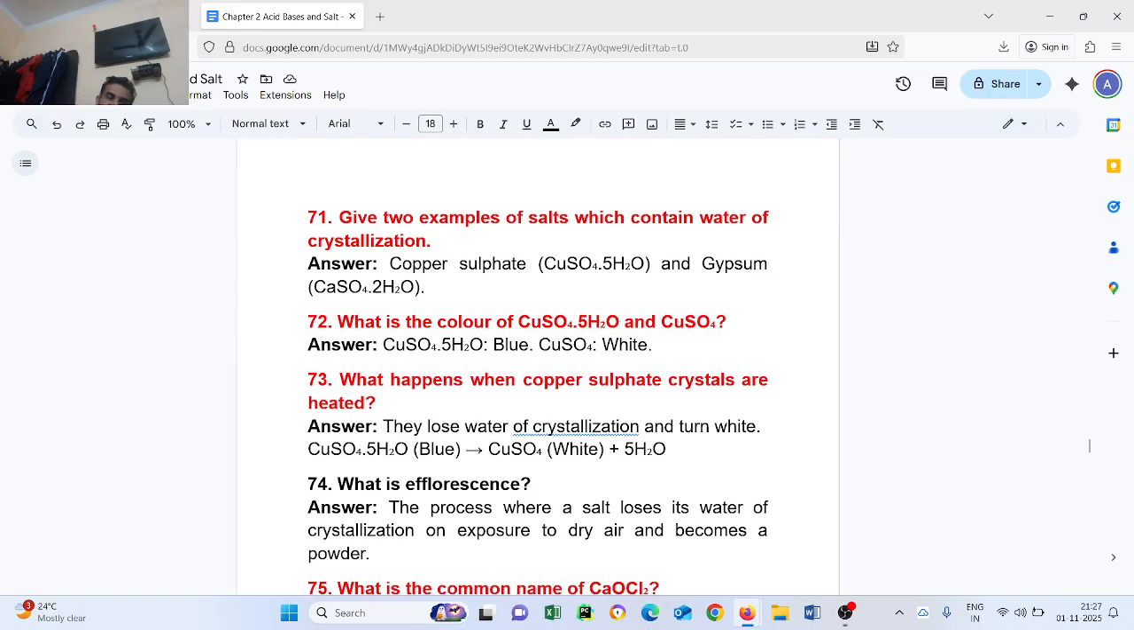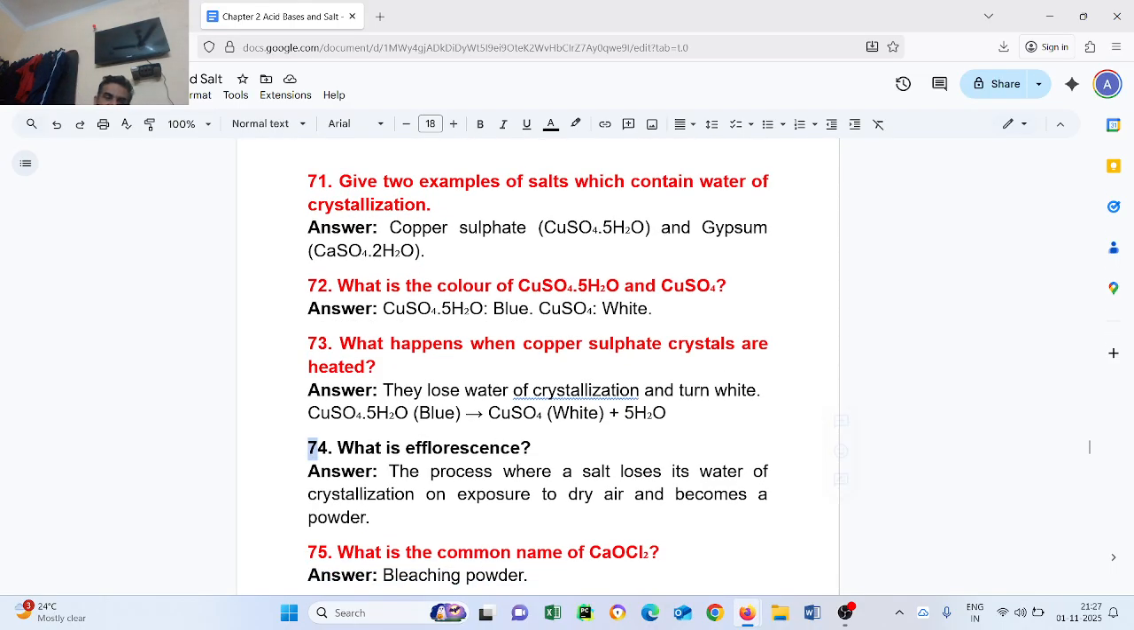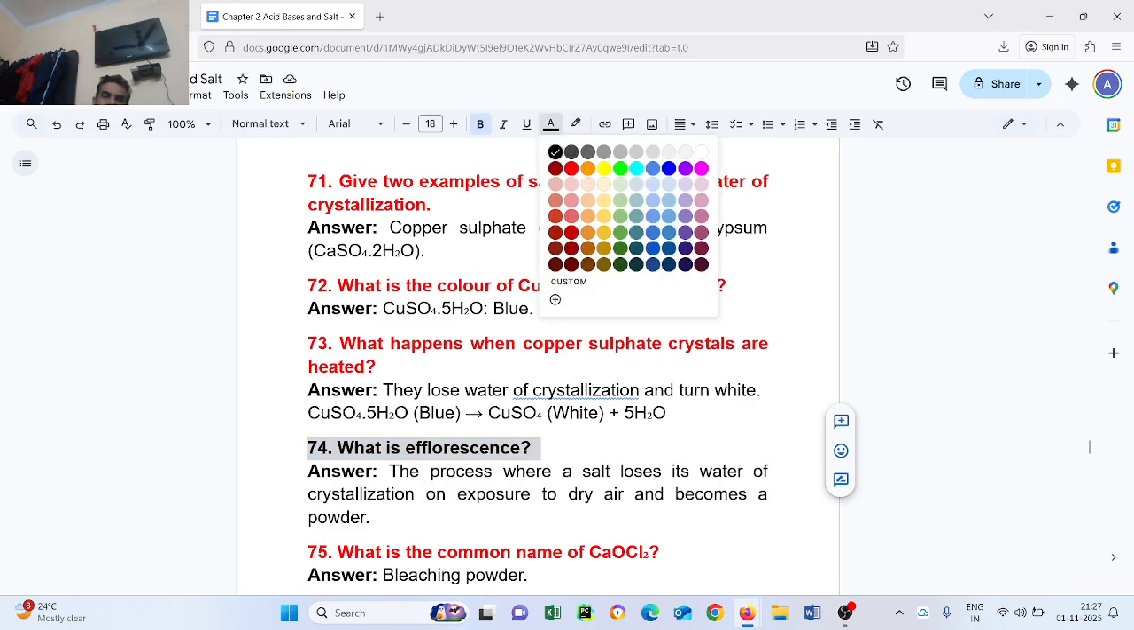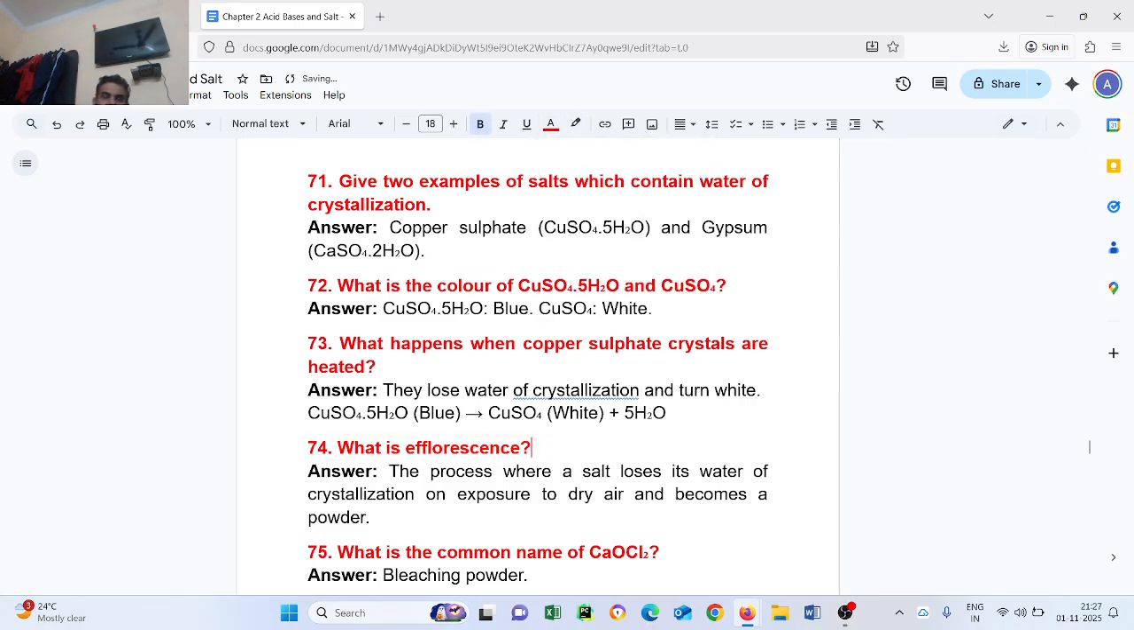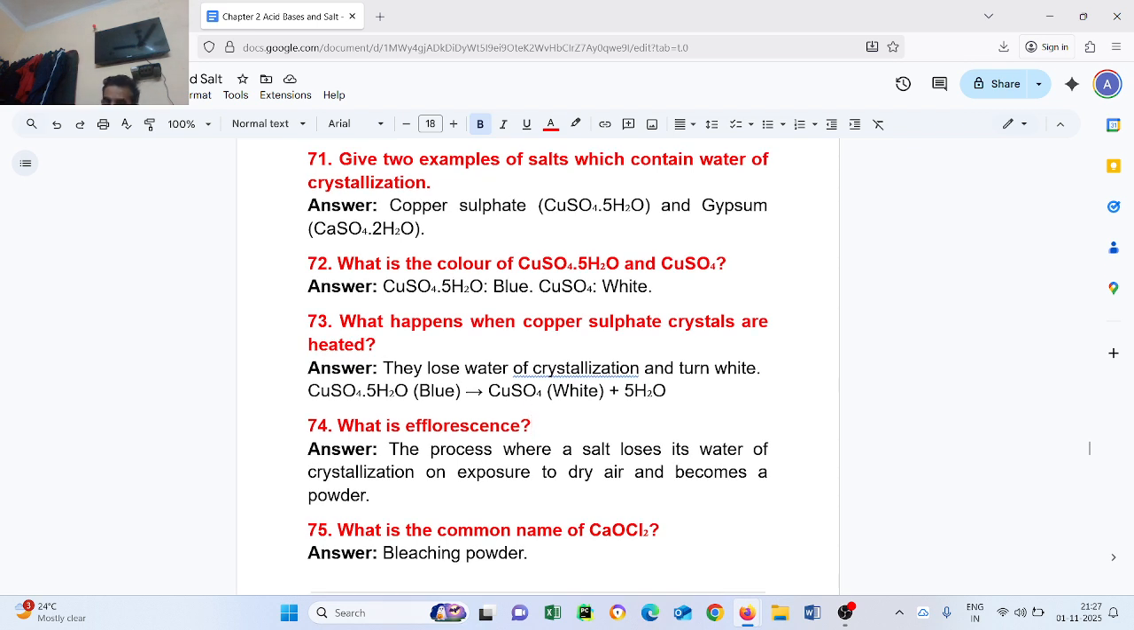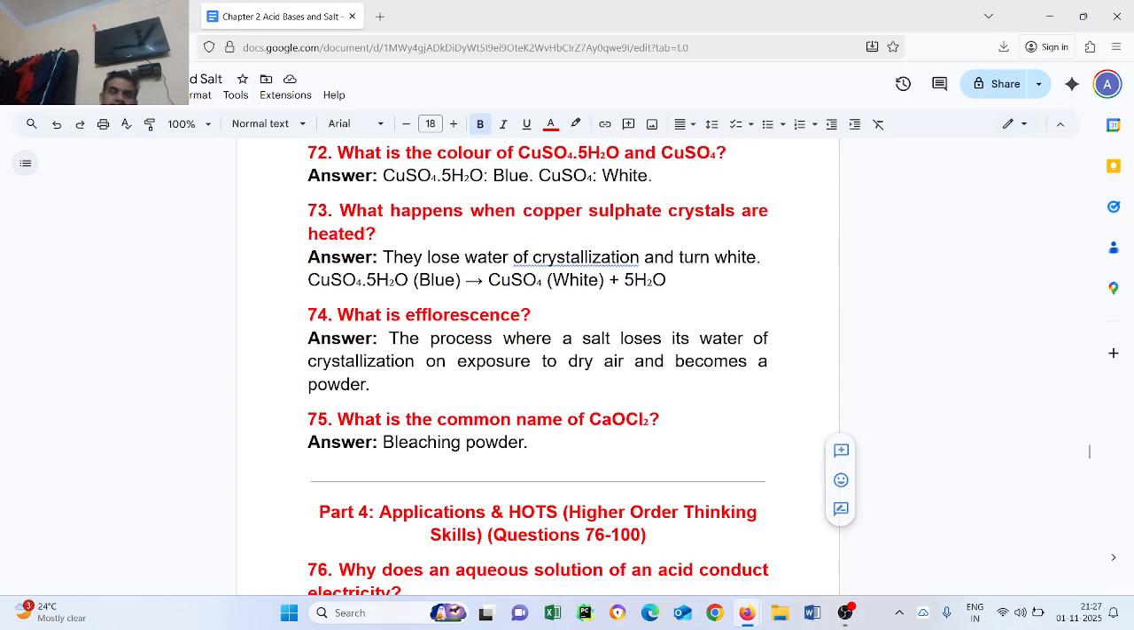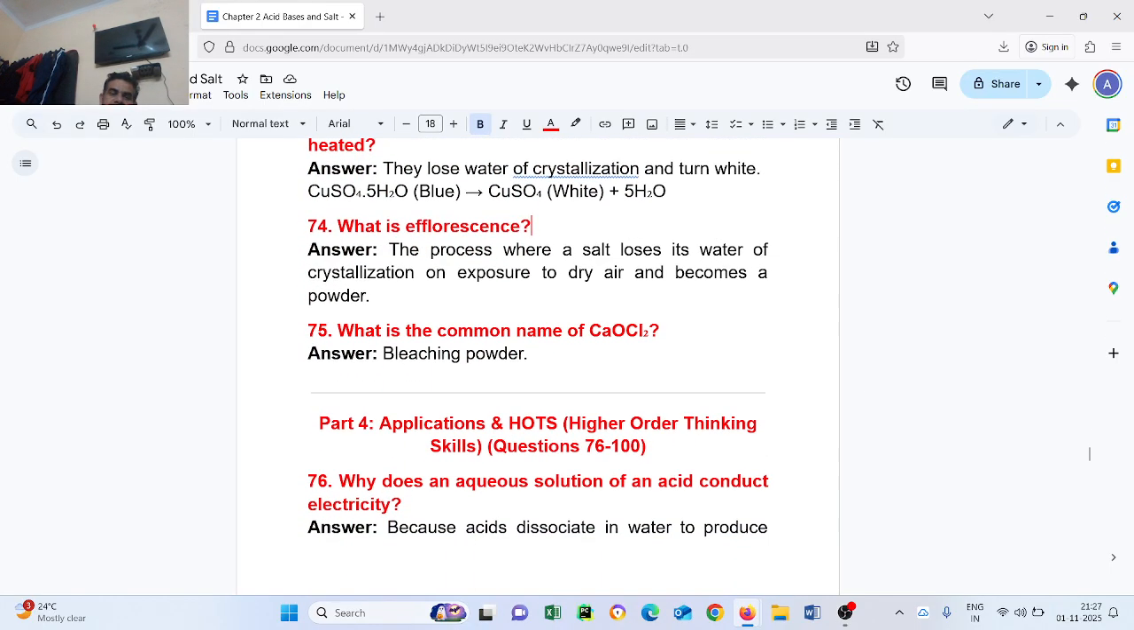Question number 74. What is efflorescence? The process where a salt loses its water of crystallization on exposure to dry air and becomes a powder. Question number 75. What is the common name of CaOCl2? Bleaching powder.